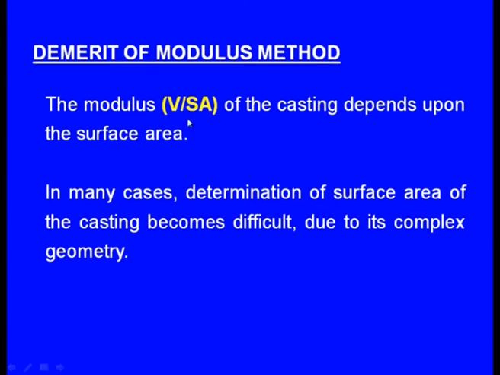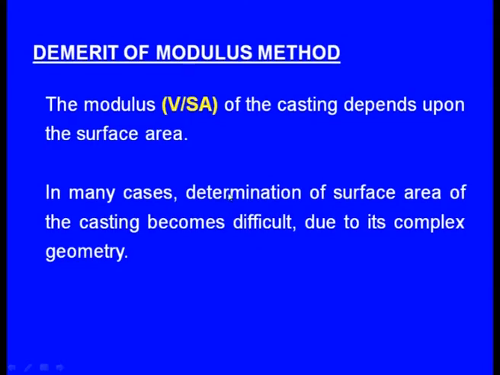The modulus means the volume to surface area ratio of the casting, so it depends upon the surface area of the casting, is it not? We have considered in this problem, just for the sake of the exercise, simple shapes, a rectangular block. But in the real world, in the practical applications, what would be the geometry of the casting? Most complex geometries would be there, the most complex surfaces would be there. Then how to find out the surface area of such surfaces? It is very difficult.